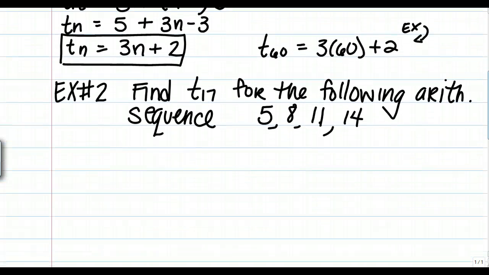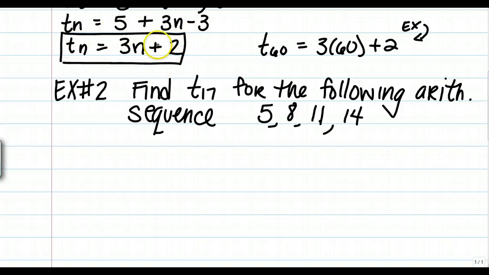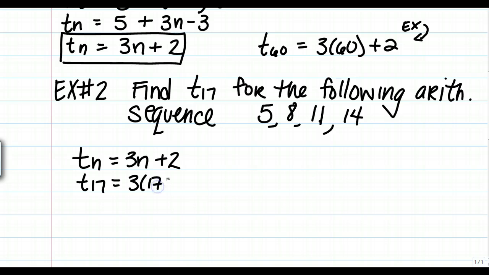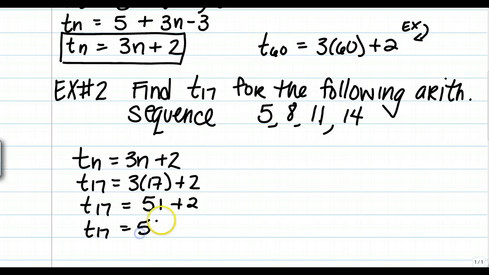So you can just use your general formula that we found here to find the 17th term. So you're going to use this formula because we know that that's the general one for this sequence. We want the 17th term, so we plug in 17 everywhere we see an n. You'd have 51 plus 2, which is 53. So that means somewhere out here, the 17th term is 53.